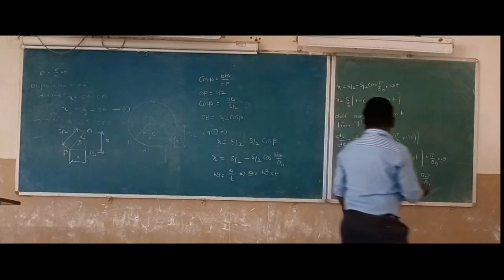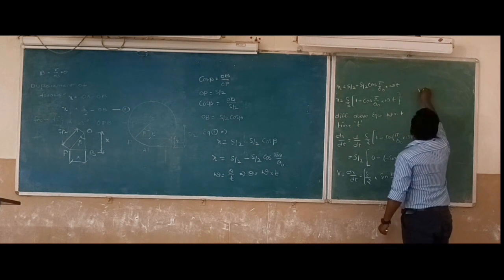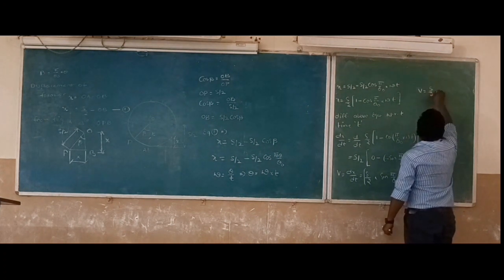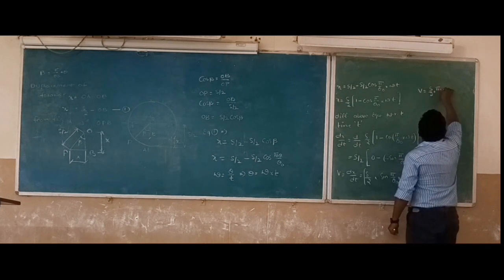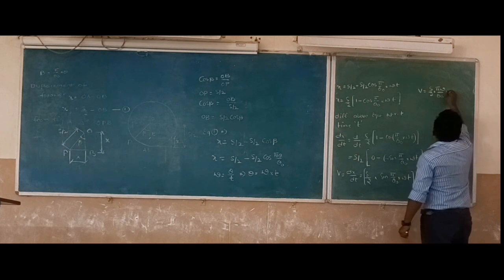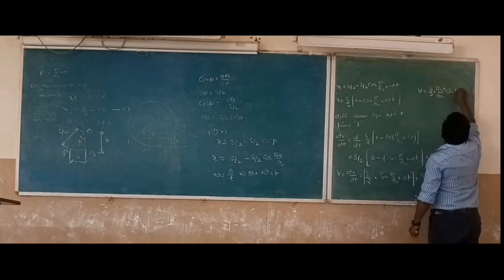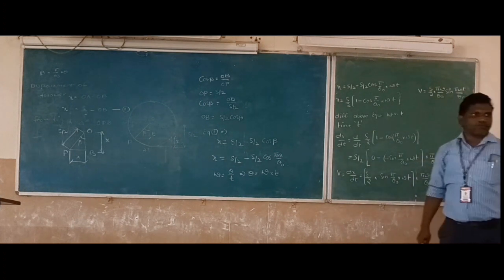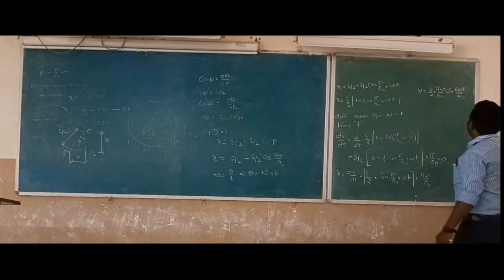We are simplifying this. Velocity v is equal to S by 2 into pi omega by theta naught sin pi omega t divided by theta naught is our velocity equation. So let it be equation 2.